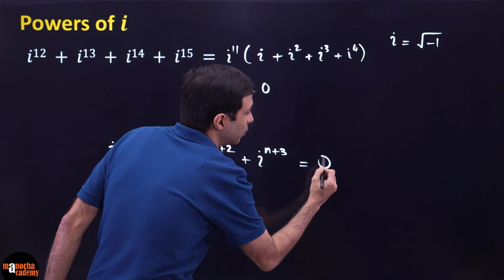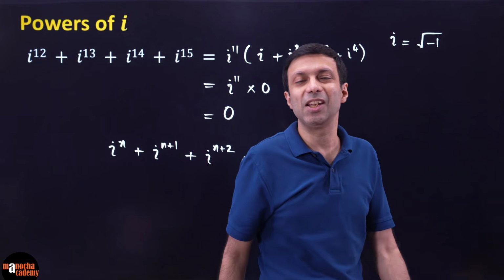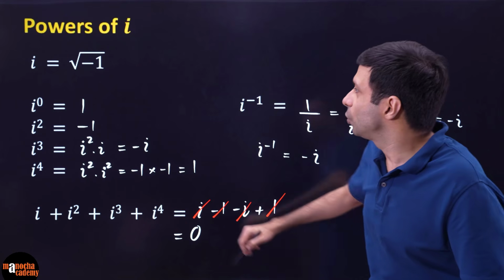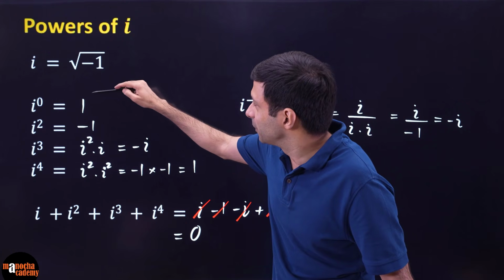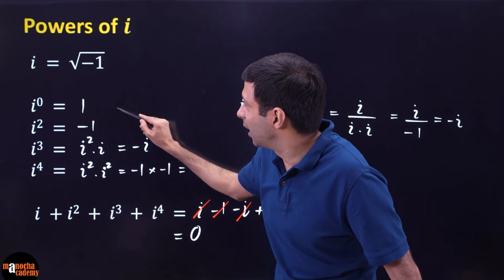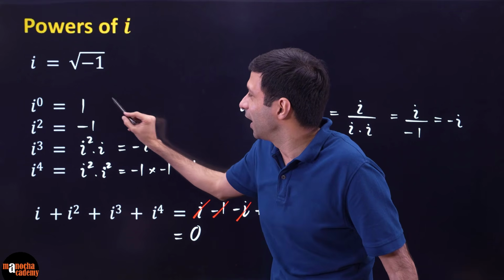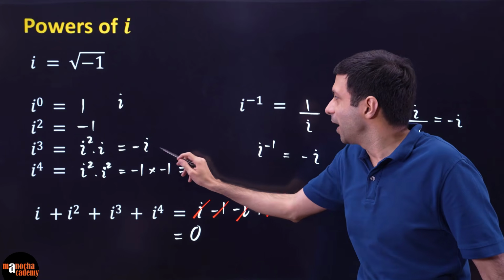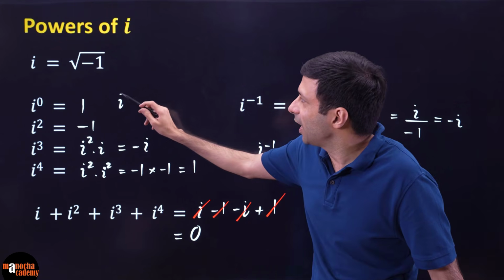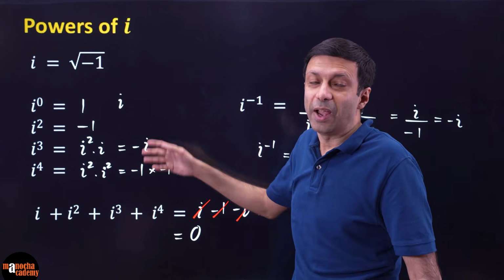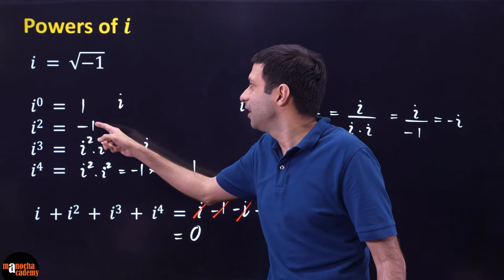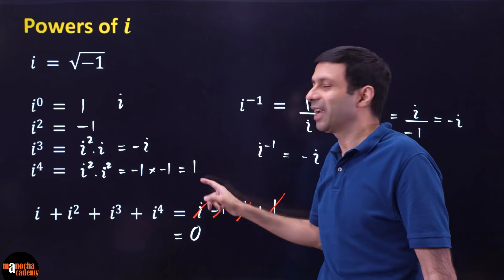So the 4 terms will give you 0. That is very interesting. Why? Because you will always get this repeating pattern. Your i is missing over here, right? Because i to the power 1 is not there. So your i, minus 1, minus i, 1. Every time you keep multiplying with i, you will keep getting this repeating pattern: i, minus 1, minus i, 1.